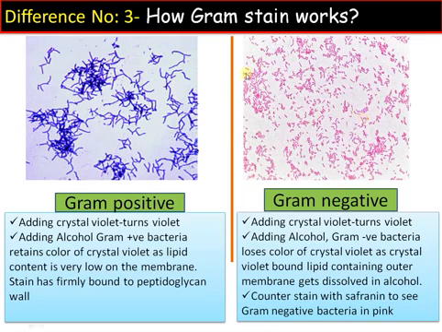This is how the bacterium appears under the microscope. And this is a gram-positive bacteria that remains violet in color, whereas this is a gram-negative bacteria. This is the color of the counter-stain safranin, and it appears pink or red.